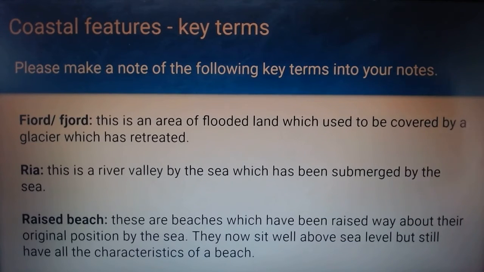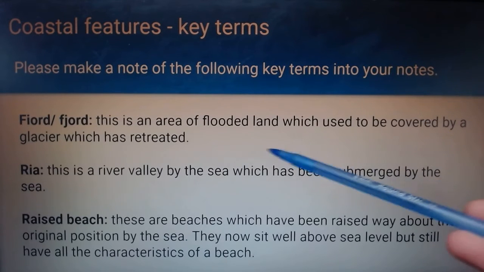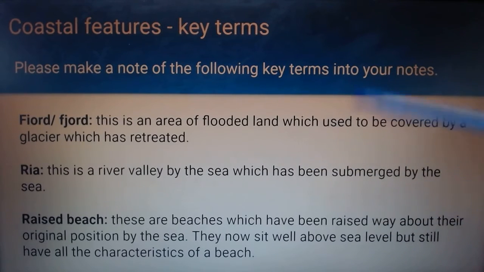In Bunnet, these are beaches which have been raised way above their original position by the sea. They now sit well above sea level, but still have all the characteristics of a beach. So it's very simple, a raised beach. And again, what we're looking at today is mainly features caused by rising and falling sea levels, and the influence of ice on our coasts. So these three will be our main features for today.